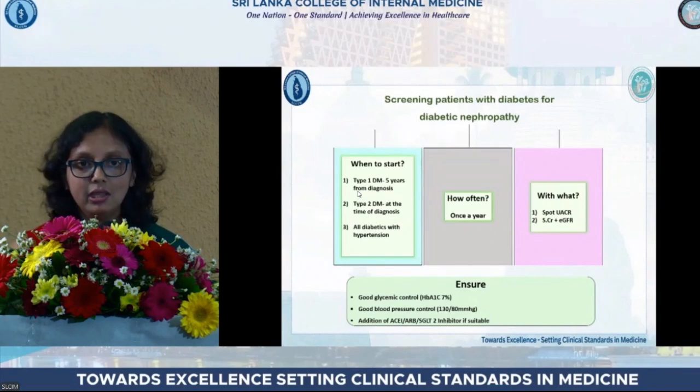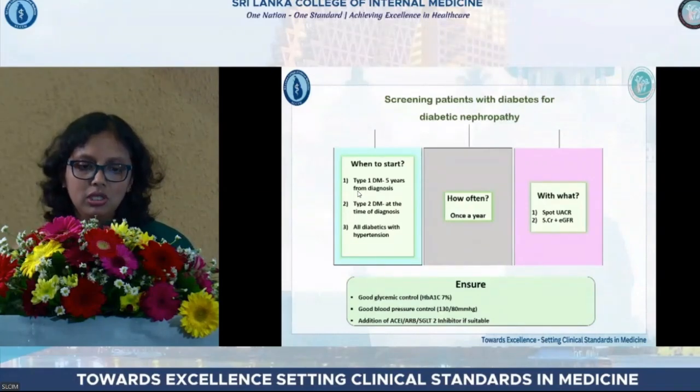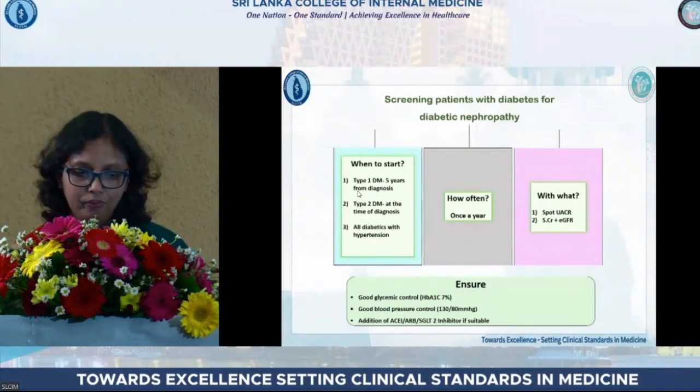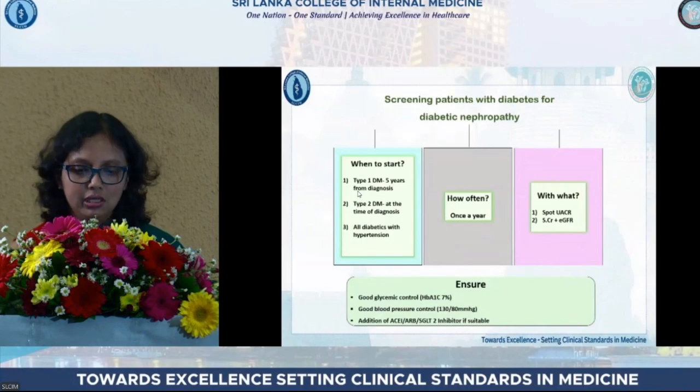So once we decide when to start screening, we have to decide how often we do it. So this depends. If the patient is not having any kidney disease at the time of the diagnosis, we routinely surveil them once a year. But I'll explain this later on as well. If they do start developing signs of kidney disease, we need to increase the surveillance frequency. So moving on to with what are we going to surveil these patients with? So there are 2 tests that are now recommended. One is the spot urine albumin creatinine ratio, and the second test is a serum creatinine with a calculated eGFR.